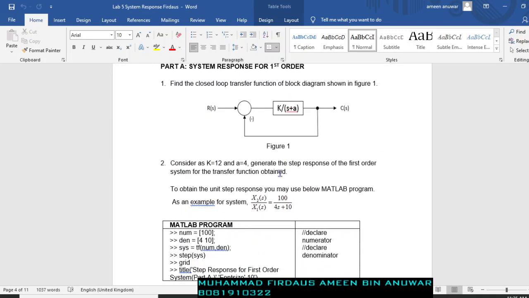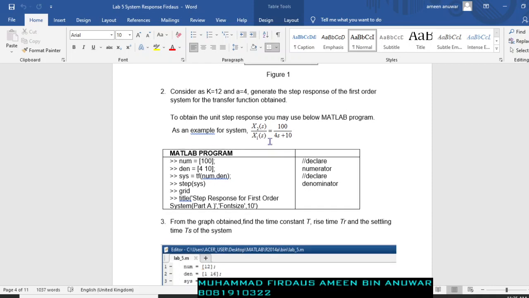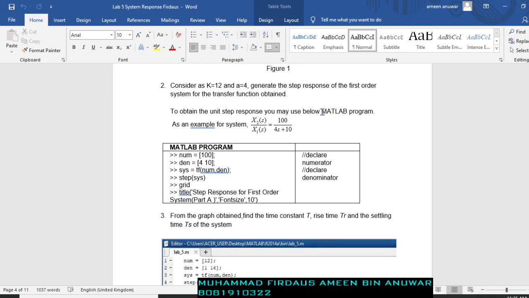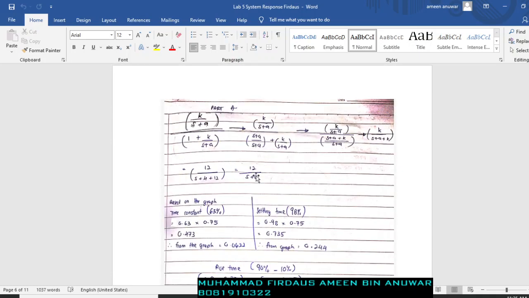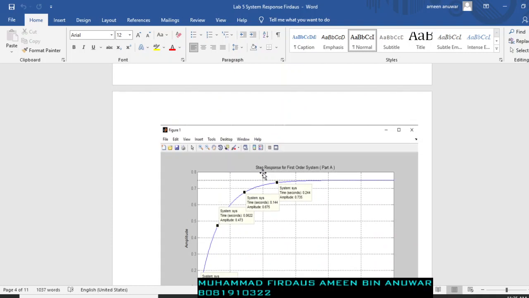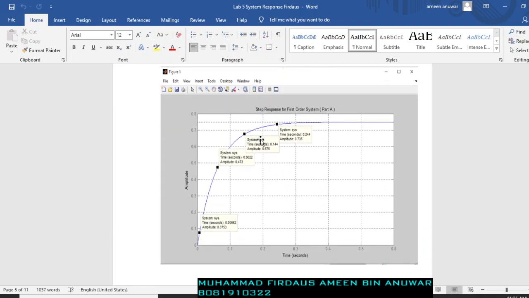And for number 2, we just need to insert the value into our MATLAB program based on this coding. By using k equal to 12 and 4, that's why I obtain 12 and 16 here, because I already inserted the value. So this is the graph that I obtained from the MATLAB. You can see here, this is my time constant, and this is my settling time.